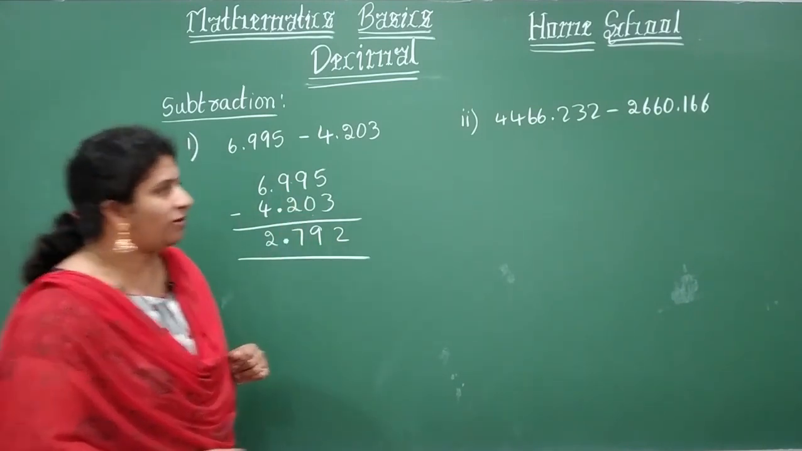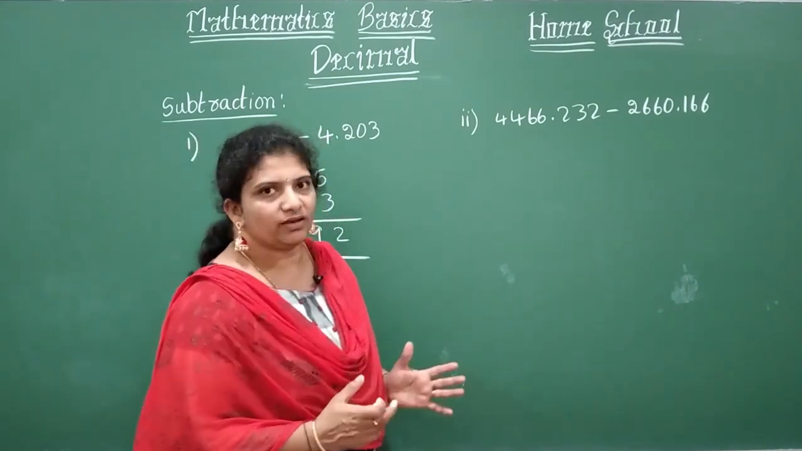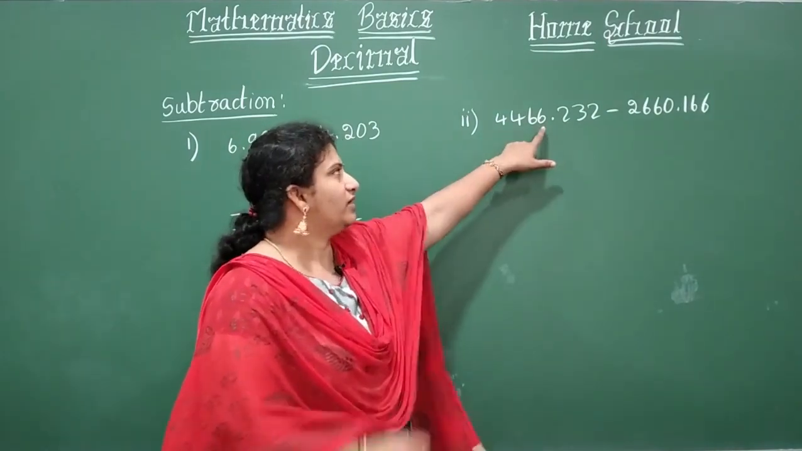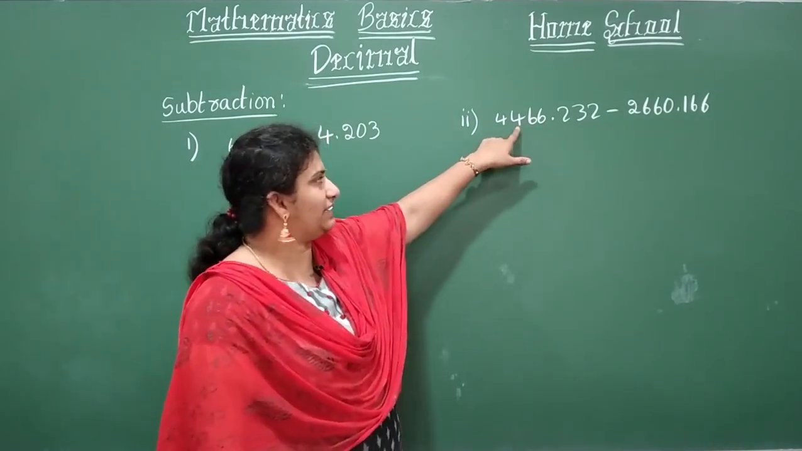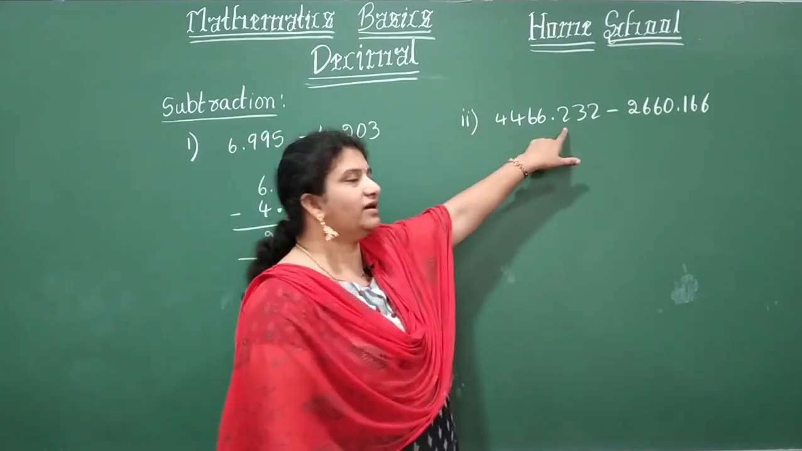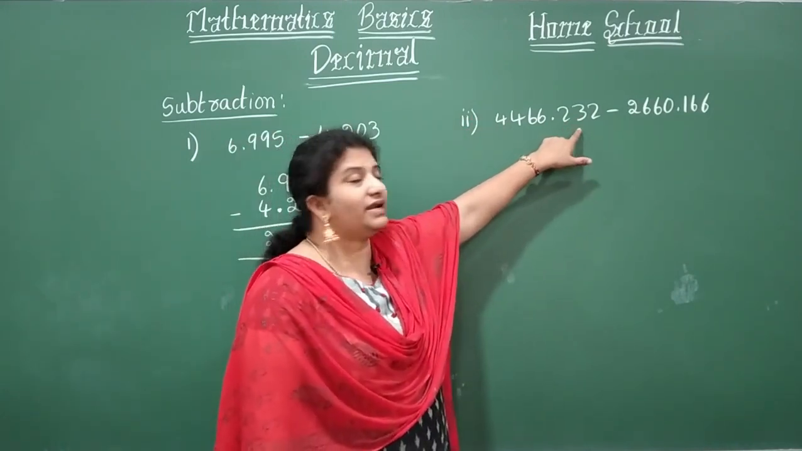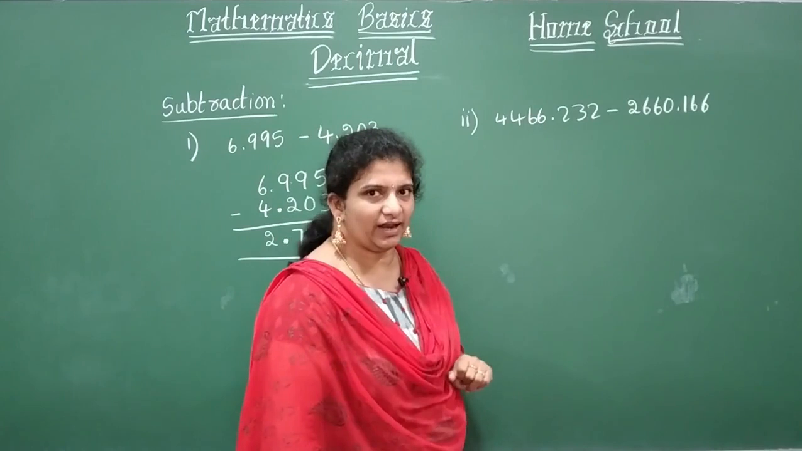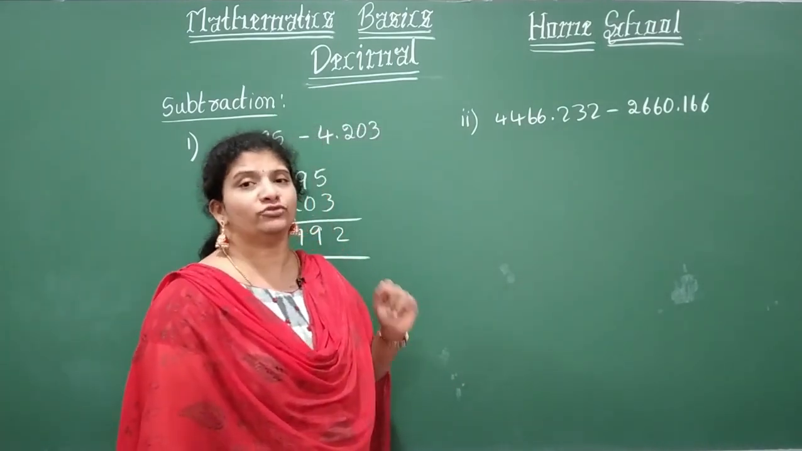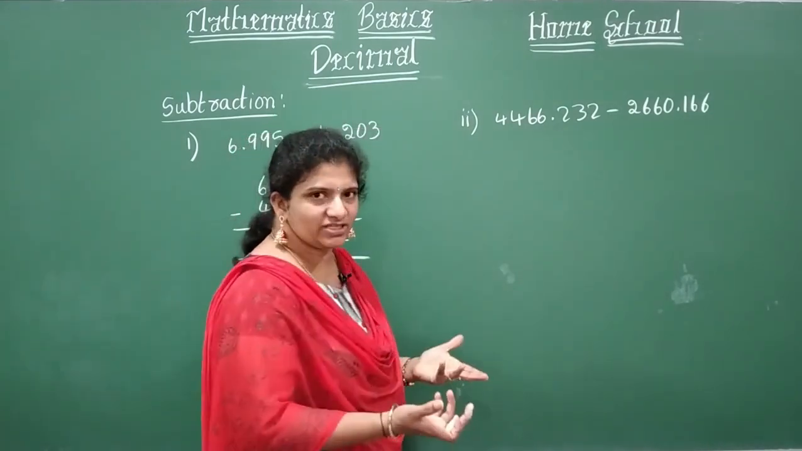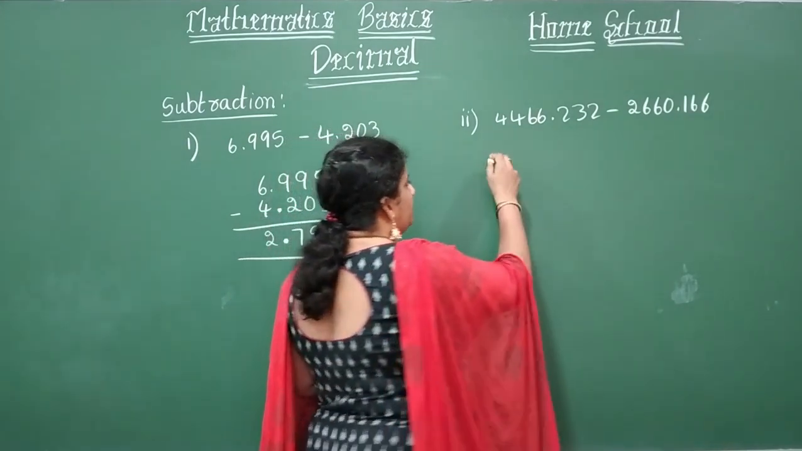Let's move to the second problem here. Oh, it's a big number. Let's see the place values here. Units, tens, hundreds, thousands. And here, tenth, hundredth, thousandth, right? So now we have to do the subtraction. Same manner, children, don't be confused here.